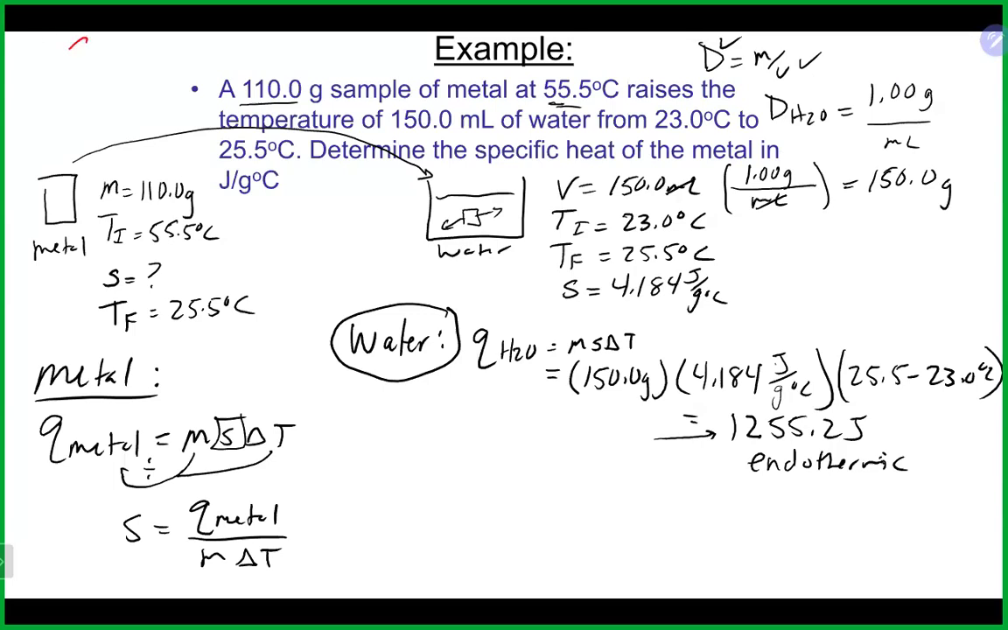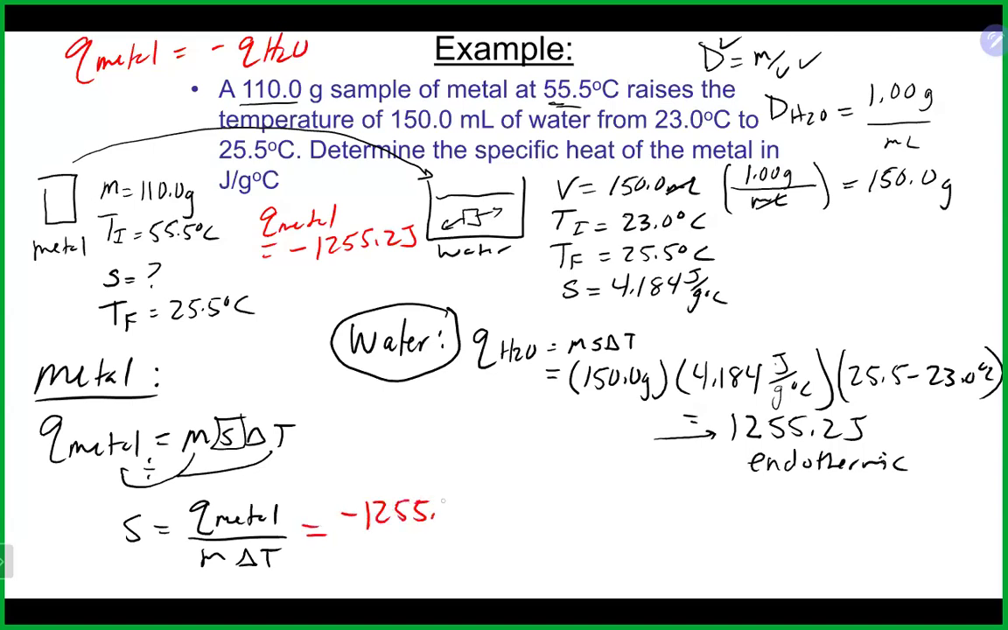We could use our Q of the metal is equal to negative Q of the water. That means that Q of our metal will be the negative version of this, 1255.2 joules. Once again, negative because it's exothermic for the metal. It's releasing that energy to the water. Now that we have that, we just got to plug it in.